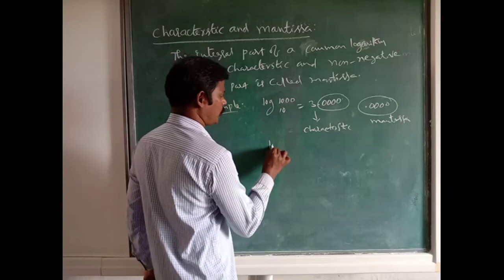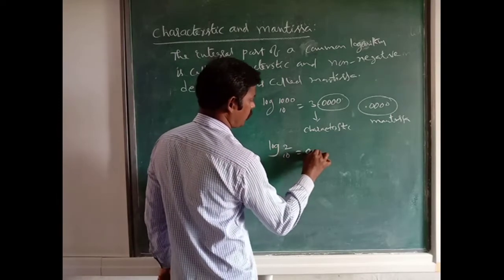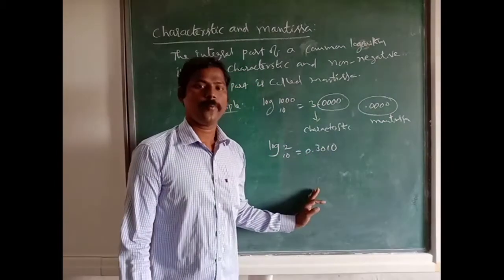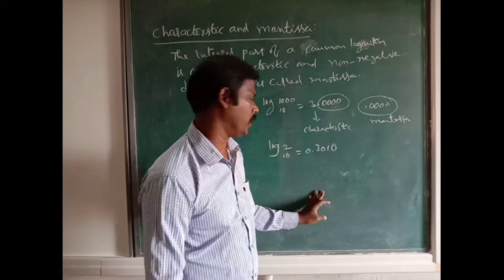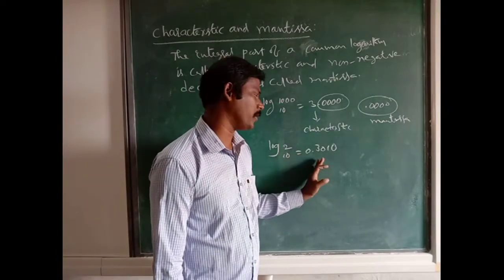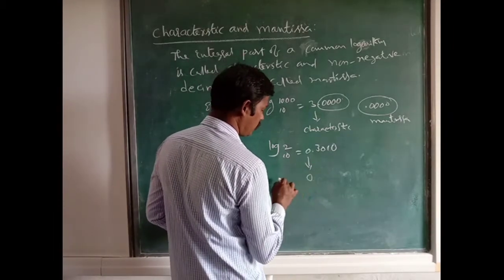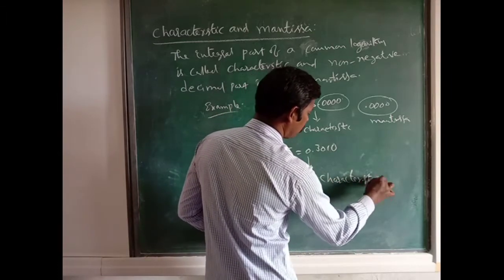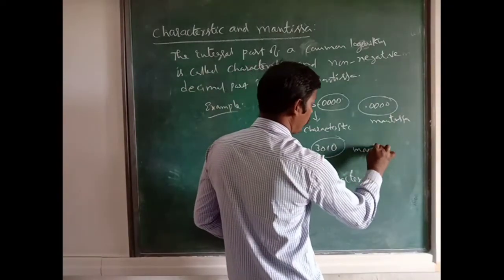We will see one more example. Log 2 base 10 equals 0.3010. This we know by using the log table. In the next class I will explain how to use the logarithmic tables. Just remember, log 2 base 10 is equal to 0.3010. So here what is the characteristic? 0 is the characteristic. This 0.3010 is called the mantissa.